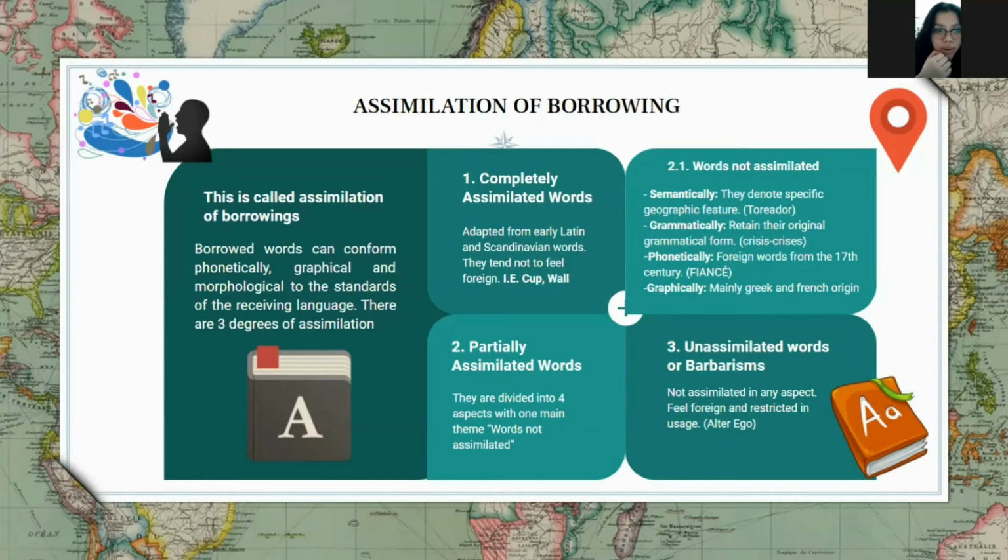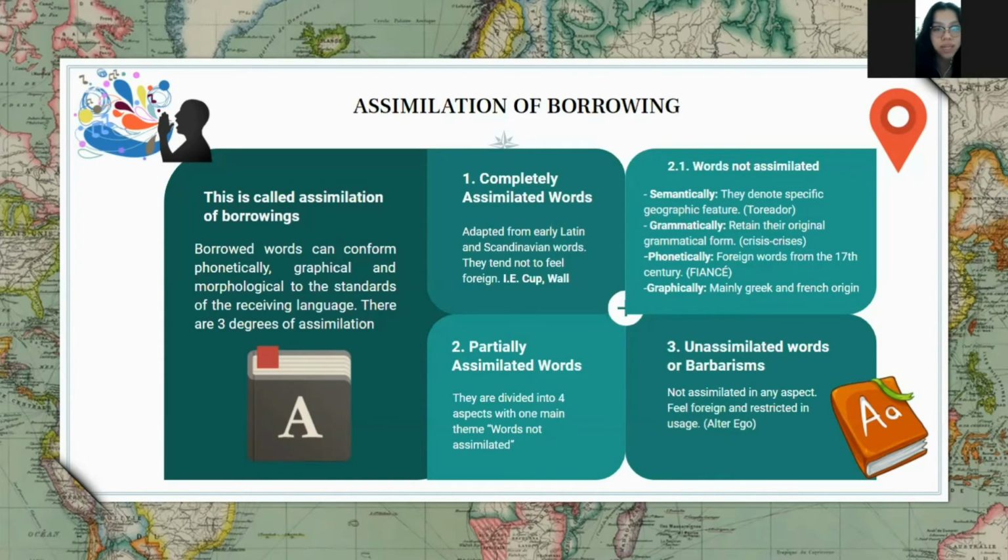Then we have words not assimilated grammatically. They retain their original grammar form. So words like phenomenon, phenomena, crisis, crises, and words like that. Then we have words not assimilated phonetically. They are foreign words from the 19th century, usually from French borrowing, that still maintain the same pronunciation as in their original language. So words like fiancé, machine, among others. Then we have words not assimilated graphically. These are mainly Greek and French origin, and they are borrowed from the way they were spoken. So, for example, from French borrowing, the last consonant is not pronounced, so it is difficult to assimilate. So we have words like bouquet, valet, chemistry, among others.